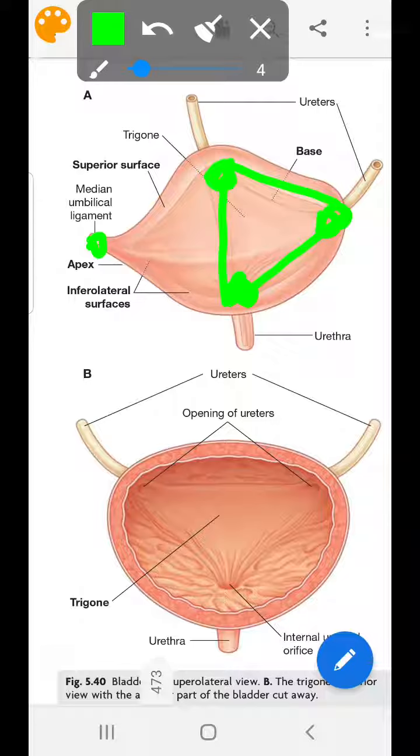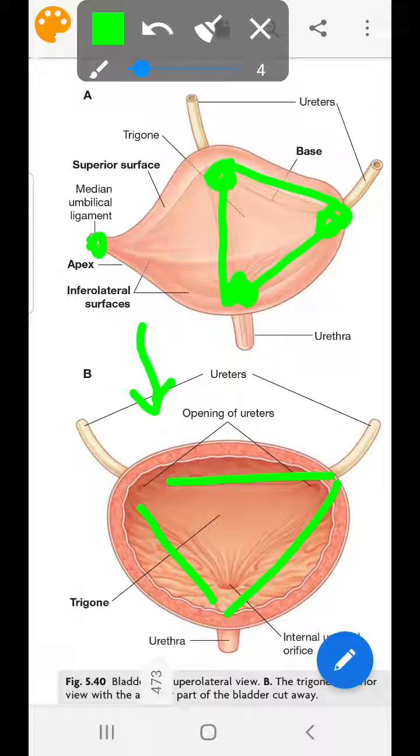So the base is this triangular structure, located a bit posteriorly, and from within, as is shown in this diagram right here, if you cut the bladder and look inside, you will see this triangular smooth area, which is known as the trigone.